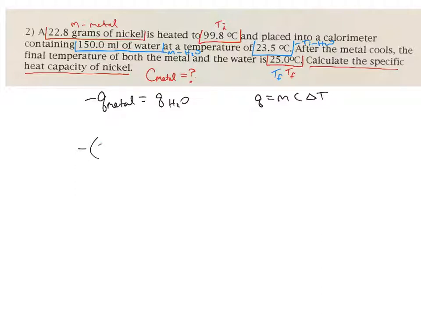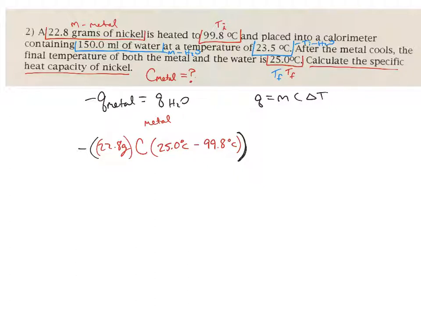So the mass of the metal is the 22.8 grams, right? There's our mass, times the specific heat capacity, which we don't know, that's our variable, times our change in temperature, which is T final minus T initial. So our T final is 25 degrees, and our T initial for the metal is 99.8 degrees. Okay, so there we go. Now we have the left side of our equation. This is our metal side, right? This is all for the metal. All the information on this side is all about the metal, okay?